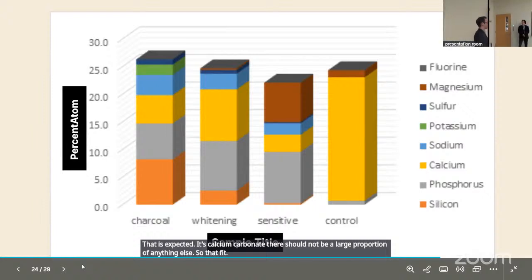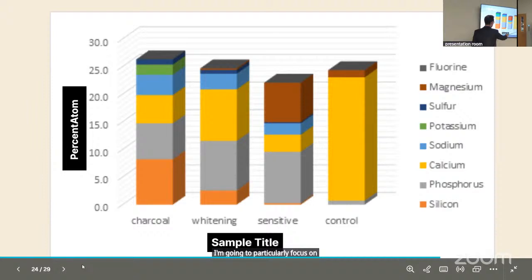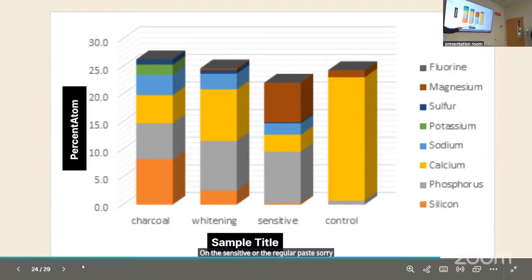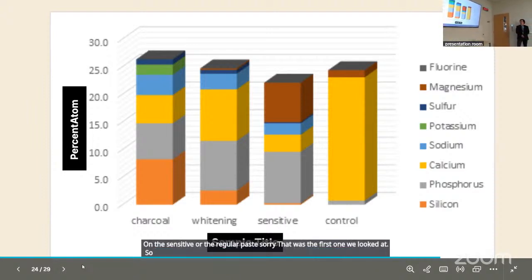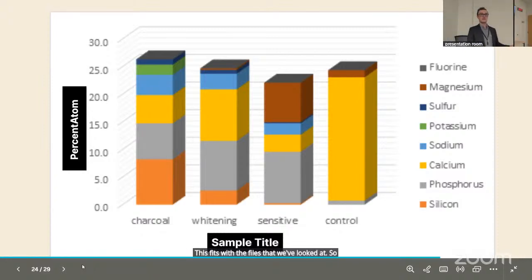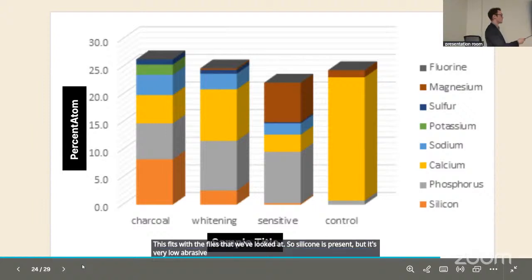I'm going to particularly focus on the silicon, just referencing this graph here. So that's the orange, on the sensitive, or the regular paste, sorry, that was the first one we looked at. So you can see it is a very small sliver at the bottom. This fits with the files that we've looked at. So silicon is present, but it's very low abrasive content when compared with the other samples there.